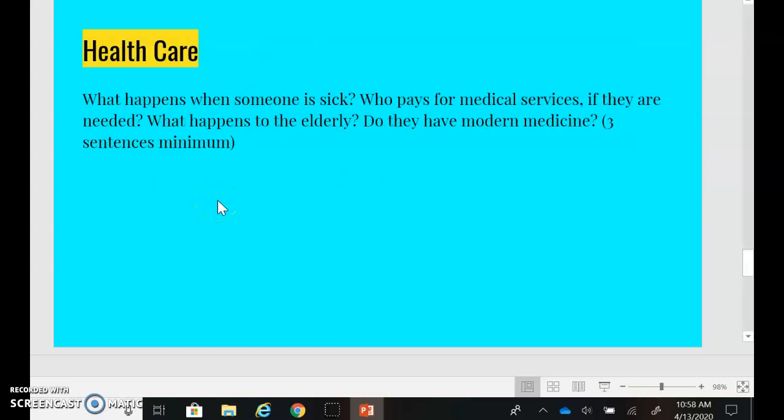Healthcare. What happens when someone is sick? Do they have doctors? Who pays for medical services if they are needed? What happens to the elderly? Do they have modern medicine? So, three sentences minimum. Like, do they have vaccines? That's what I mean when I say modern medicine, like ibuprofen.